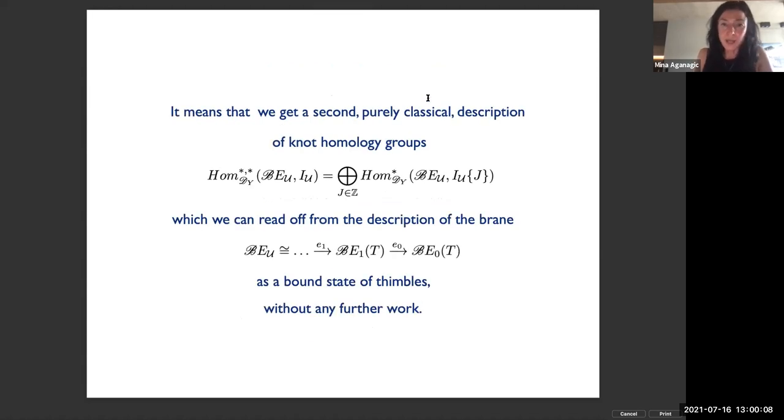So it means that we get a second, purely classical description of knot homology groups, which we can read off from the description of the braided cap brane as a bound set of symbols without any further work. Correspondingly, the meaning of link homology is a small part of the cohomology of the complex that describes the brane.